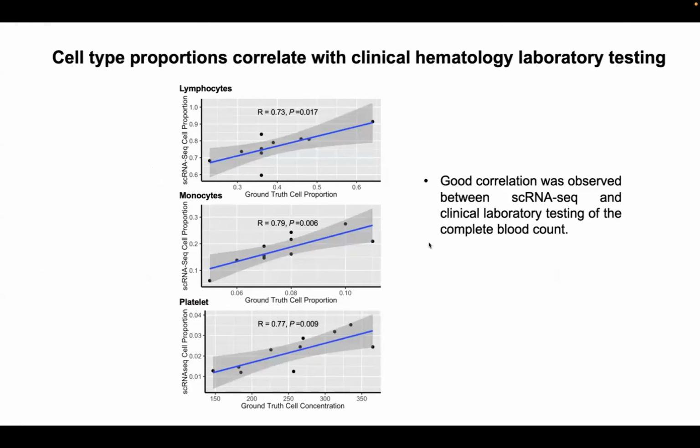Then we cross-checked the clinical laboratory testing from a CBC test. We can see that for lymphocytes, monocytes, and platelets, they all correlate very well between the single-cell and the CBC test results, showing that our single-cell result is very reliable.